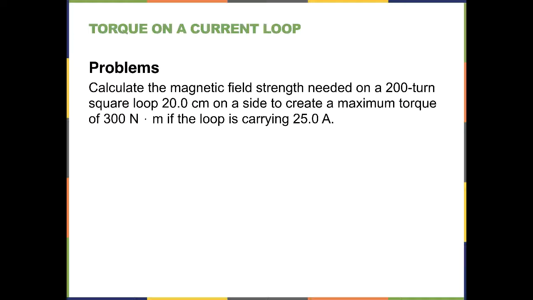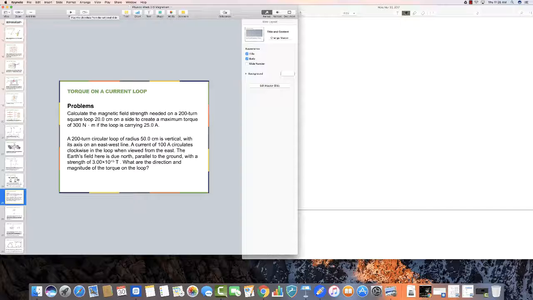Let's finish up talking about some problems related to torque, and we will have one more topic talking about current and parallel conductors. But let's look at these problems first. Calculate the magnetic field strength needed on a 200 turn square loop 20 centimeters on the side to create a maximum torque of 300 Newton meters if the loop is carrying 25 amps.